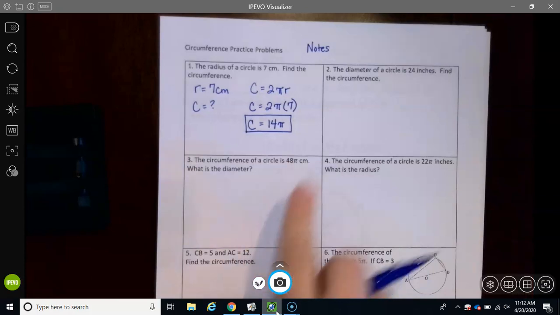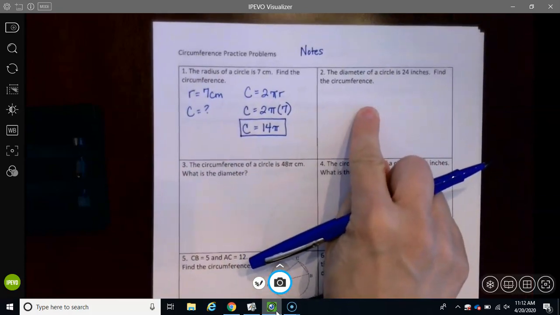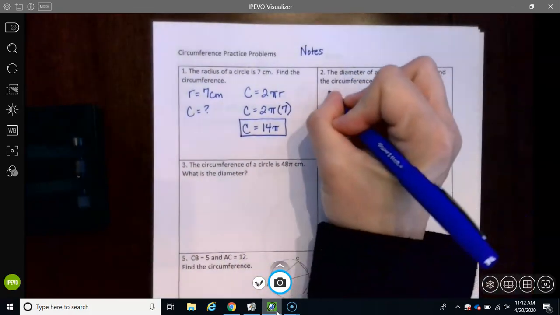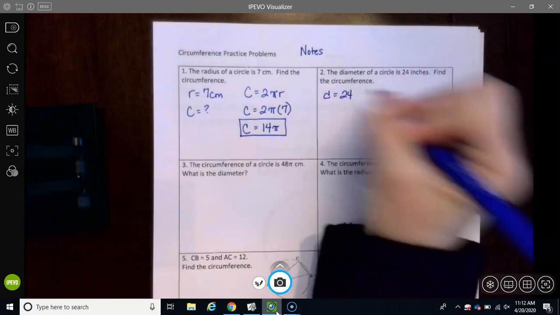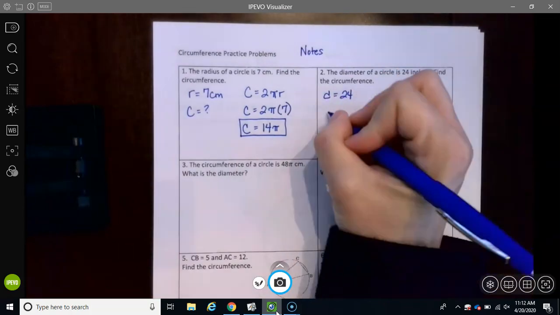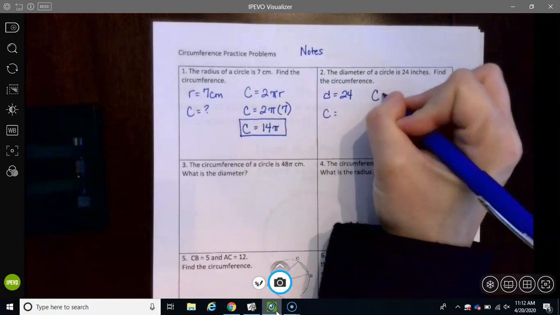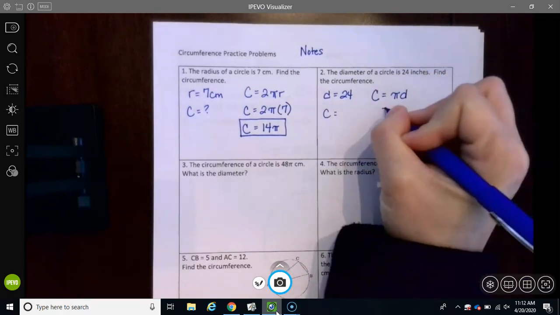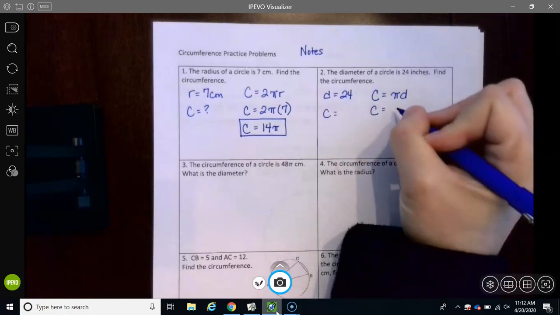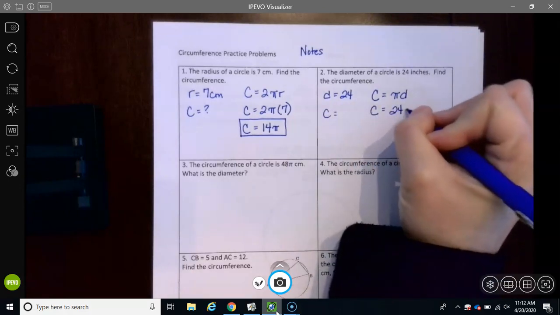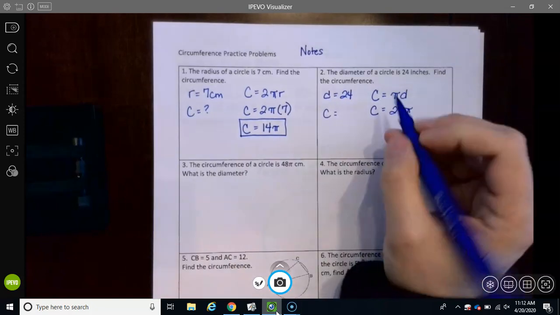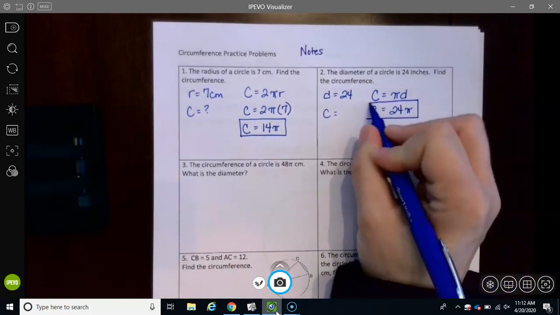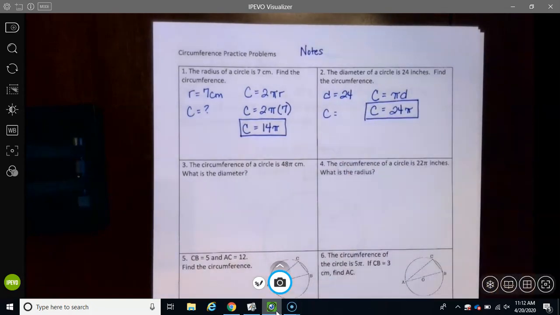In this case, they gave me the diameter. The diameter of the circle is 24 inches. Find the circumference. So in this case, it would be pi times the diameter. So circumference is 24 pi. And again, that's the exact answer, so that's how I would like to leave it.